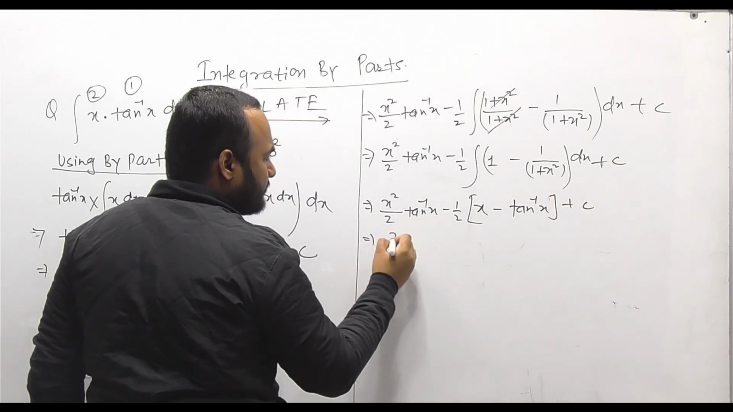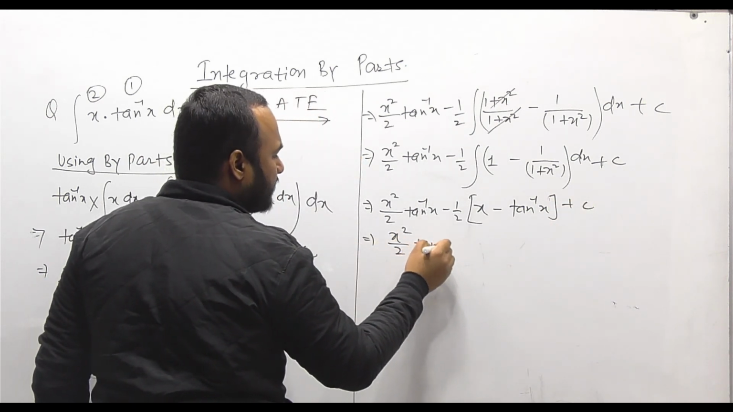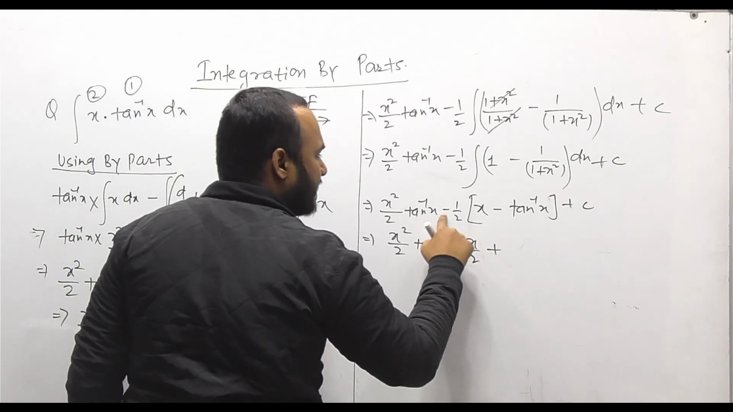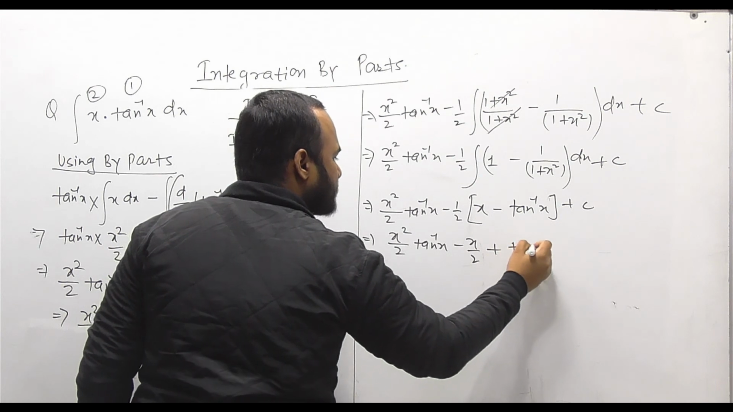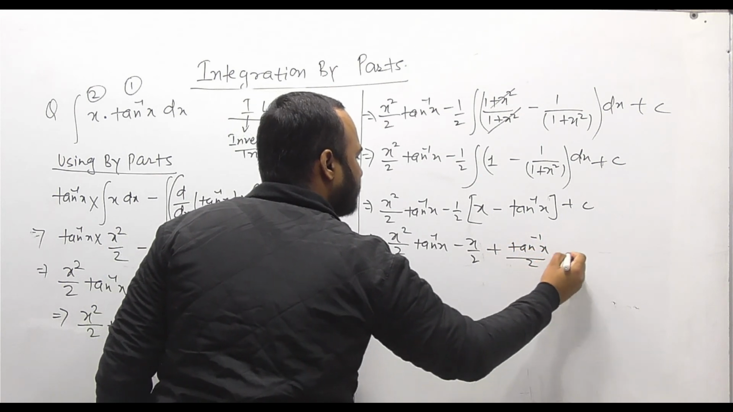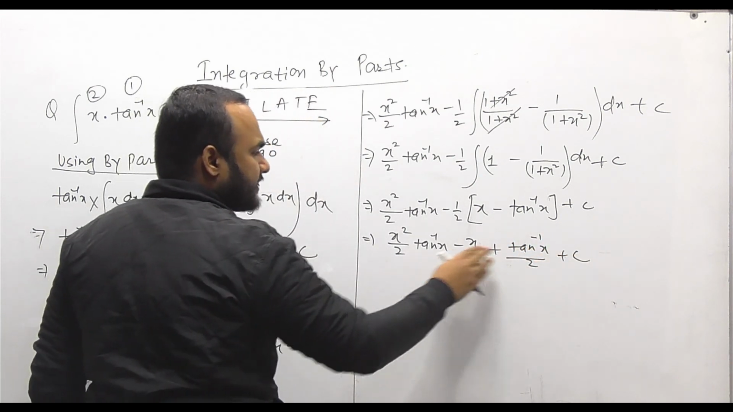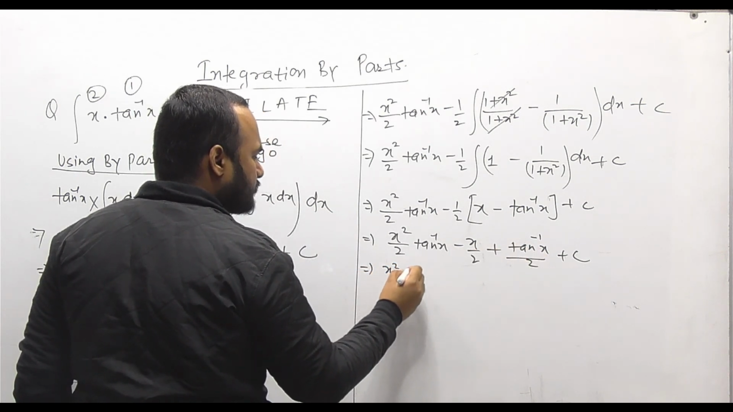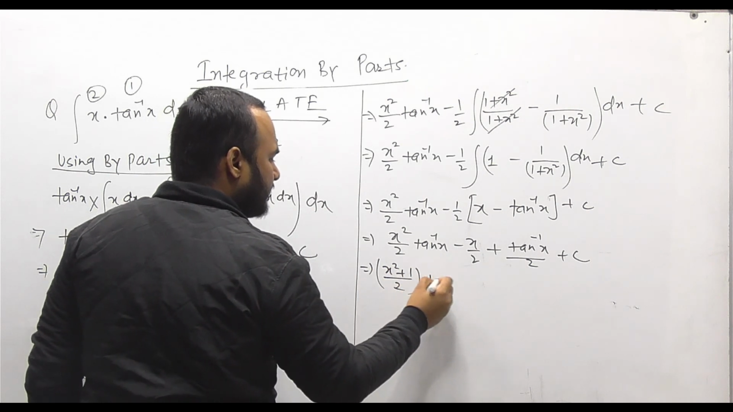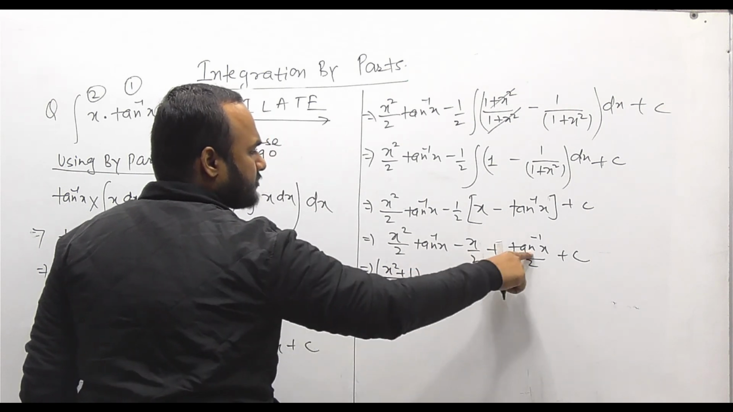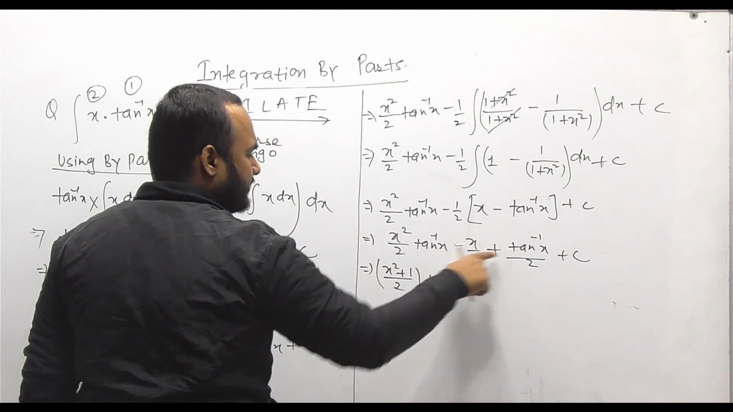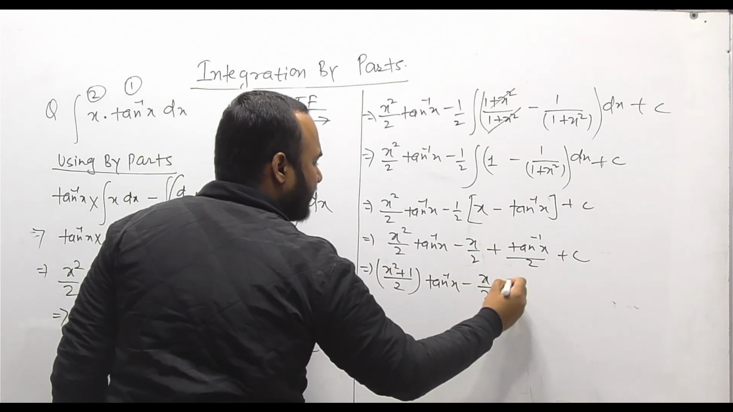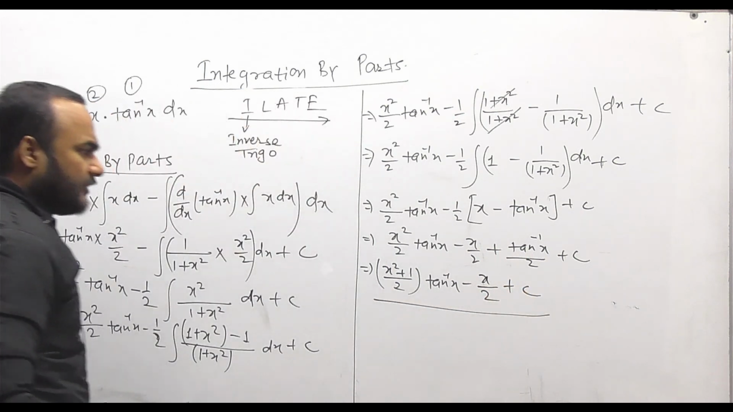So our final answer will be something like this: x square by 2 tan inverse x minus x by 2, minus times minus is plus, plus tan inverse x over 2, plus c. So this tan inverse x and this tan inverse x can be written together. We can write it as x square plus 1 over 2 tan inverse x, taking tan inverse x common, with 2 as the LCM in the denominator, minus x by 2 plus c. So this will be our final answer.